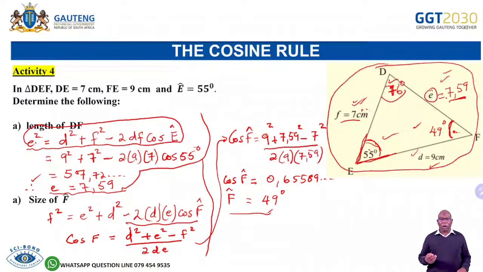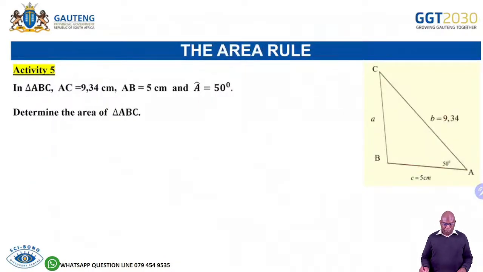So if they say solve this triangle, then it means that you must get all the sides and all the angles. You must know that. Now the area rule, as I said, the question will determine the area of this, or if the area is given, determine the side. That's when you use the area rule.